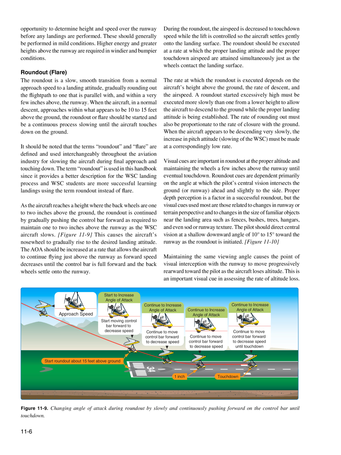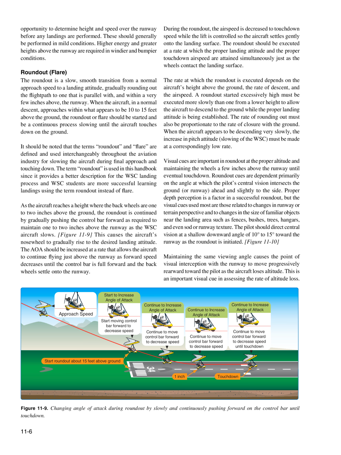The rate at which the roundout is executed depends on the aircraft's height above the ground, the rate of descent, and the airspeed. A roundout started excessively high must be executed more slowly than one from a lower height to allow the aircraft to descend to the ground while the proper landing attitude is being established. The rate of rounding out must also be proportionate to the rate of closure with the ground. When the aircraft appears to be descending very slowly, the increase in pitch attitude, slowing of the WSC, must be made at a correspondingly low rate.